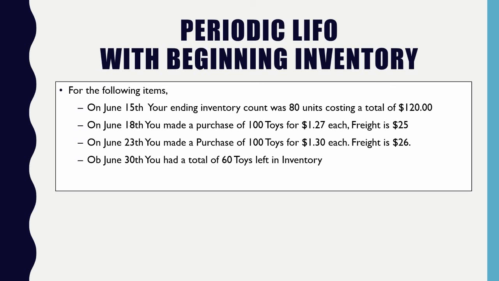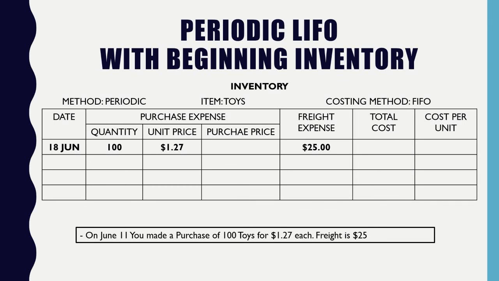Okay. But other things that we're going to recognize too is that on June 18th, we made a purchase of another 100 toys at $1.27 with freight of $25. And then on June 23rd, you made a purchase of 100 toys at $1.30 each with freight of $26. And then on June 30th, you had a total of 60 toys on hand or left in inventory. Okay? So, understanding that, we're going to go ahead and fill in our inventory table again.